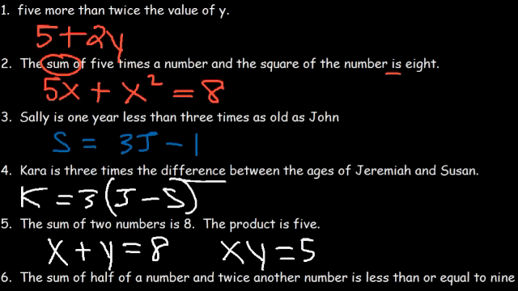Now number 6. The sum of half a number and twice another number is less than or equal to 9. So let's say the two numbers are x and y. When we hear the word sum, we're thinking of addition. Half a number, let's say half of x, plus twice another number, 2 times y, is, which is usually an equal sign, but it's less than or equal to, so we're dealing with an inequality. Less than or equal to 9.